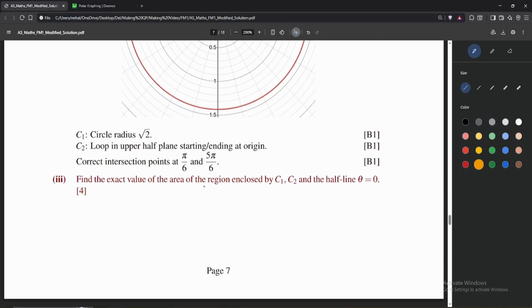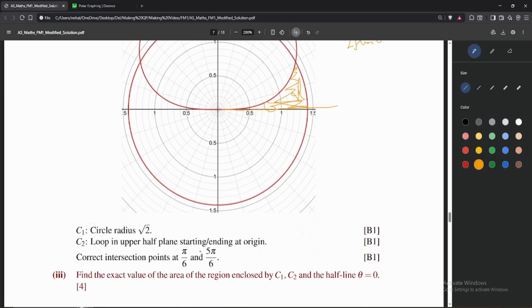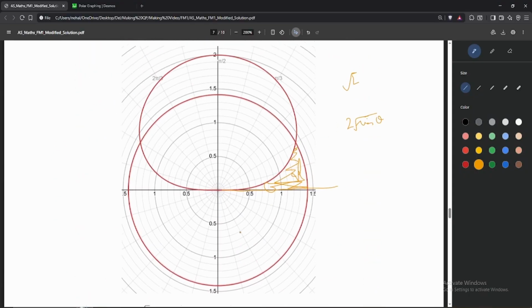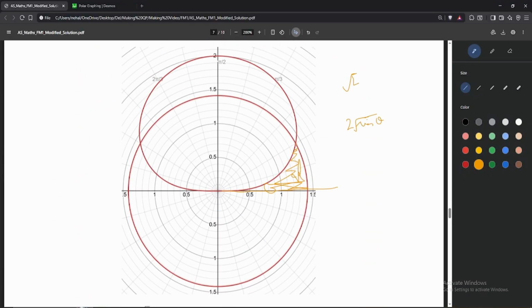So this is the area we'll find. First, let's find out the area of the sector. The area equation is simply half r squared theta. And then we subtract this equation. Basically, if you find the area, we'll get the area from here to here to here, and then we subtract this part out.